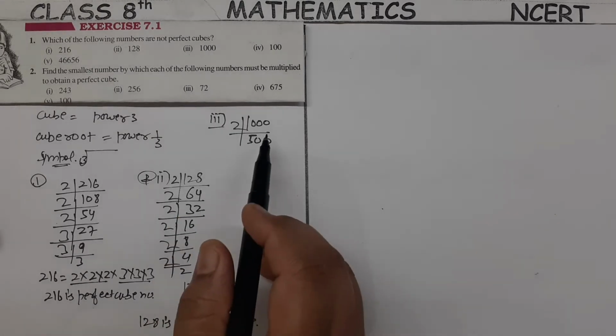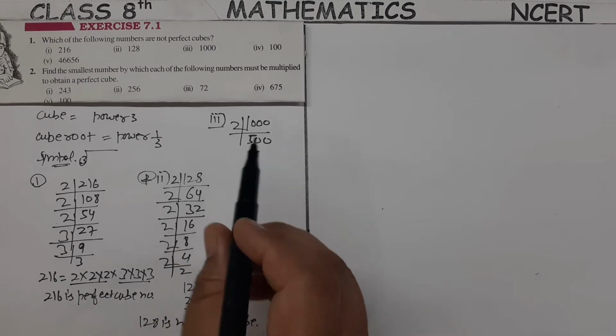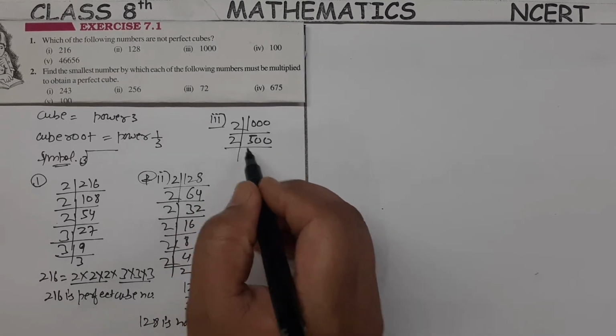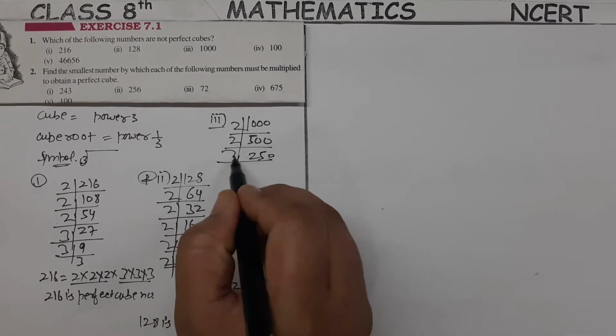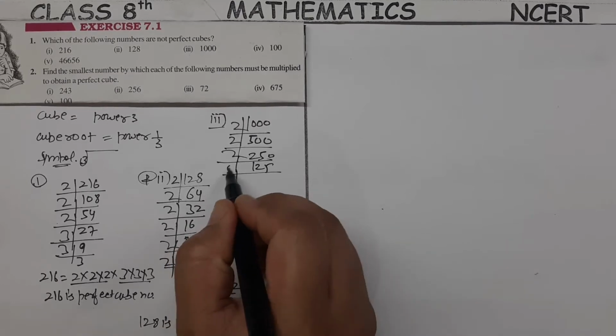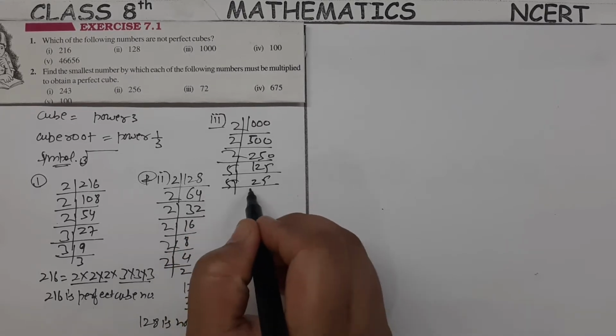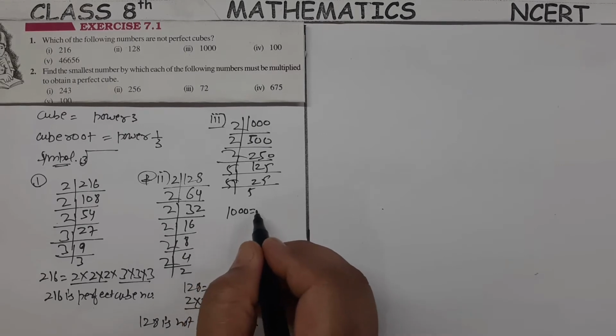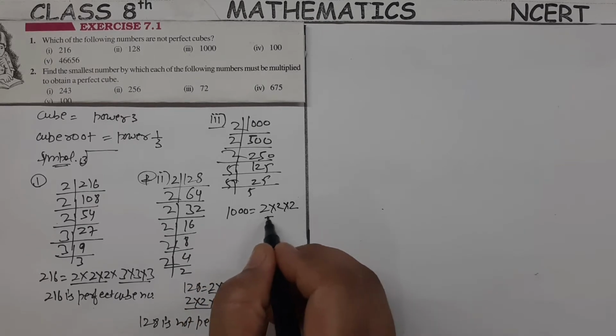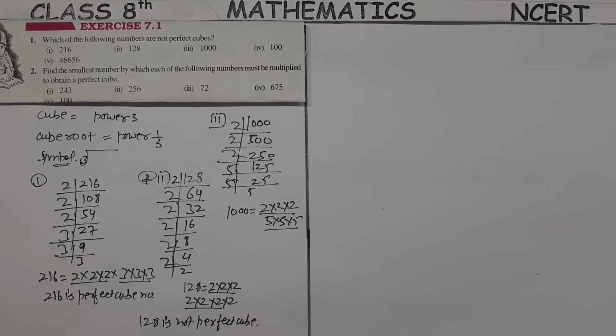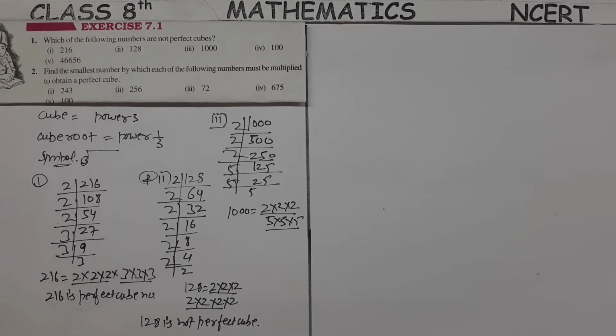Next, third part, 1000. 2s and 5s are the factors: 2 into 2 into 2, 5 into 5 into 5. 2 and 5 both are in triplets. That's why 1000 is a perfect cube number.